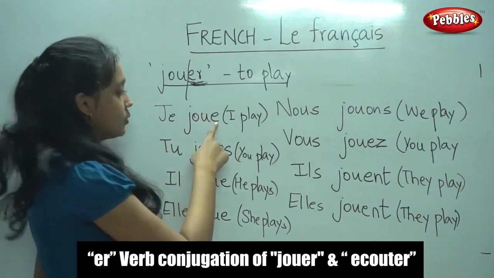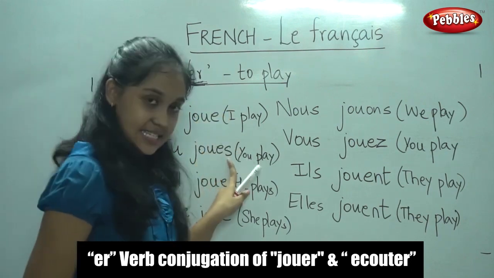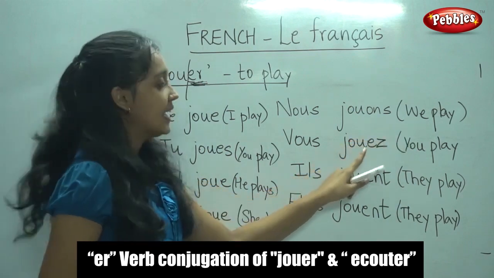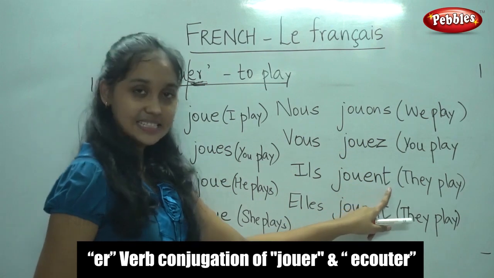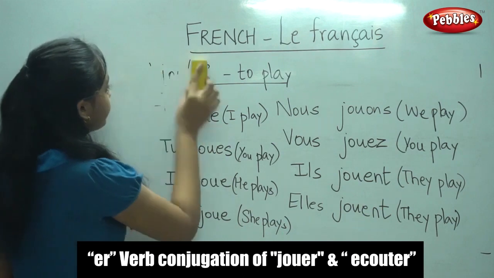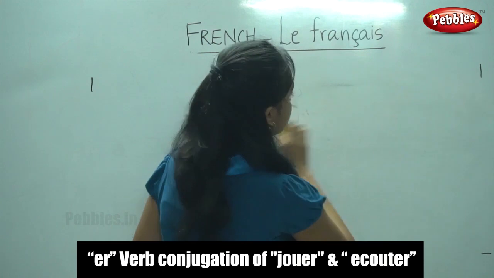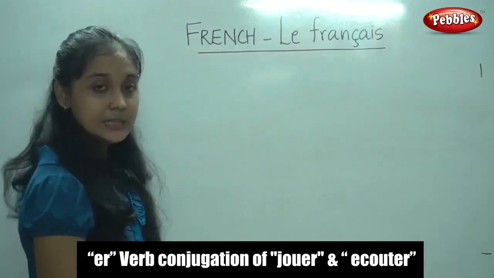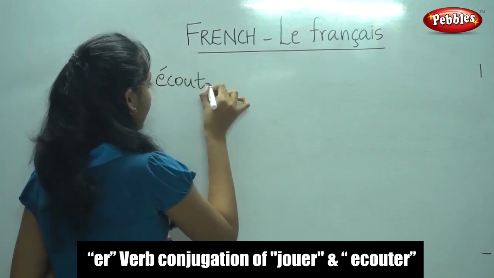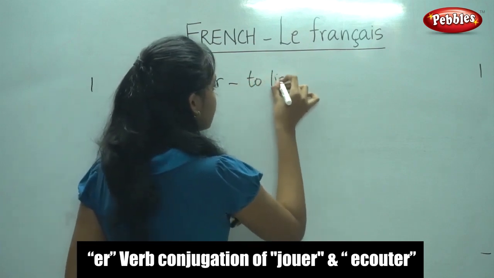So once again, what are the endings for the ER verb? E, ES, E, E, ONS, EZ, ENT, ENT. Shall we see the example of one more verb? For example, let us take the verb écouter. Écouter means to listen.